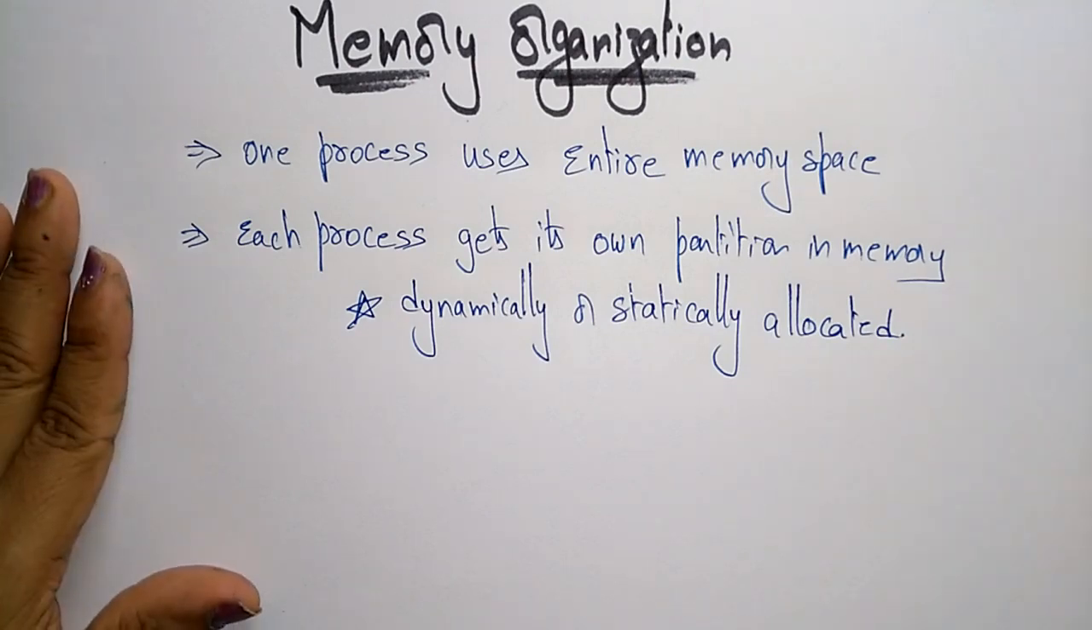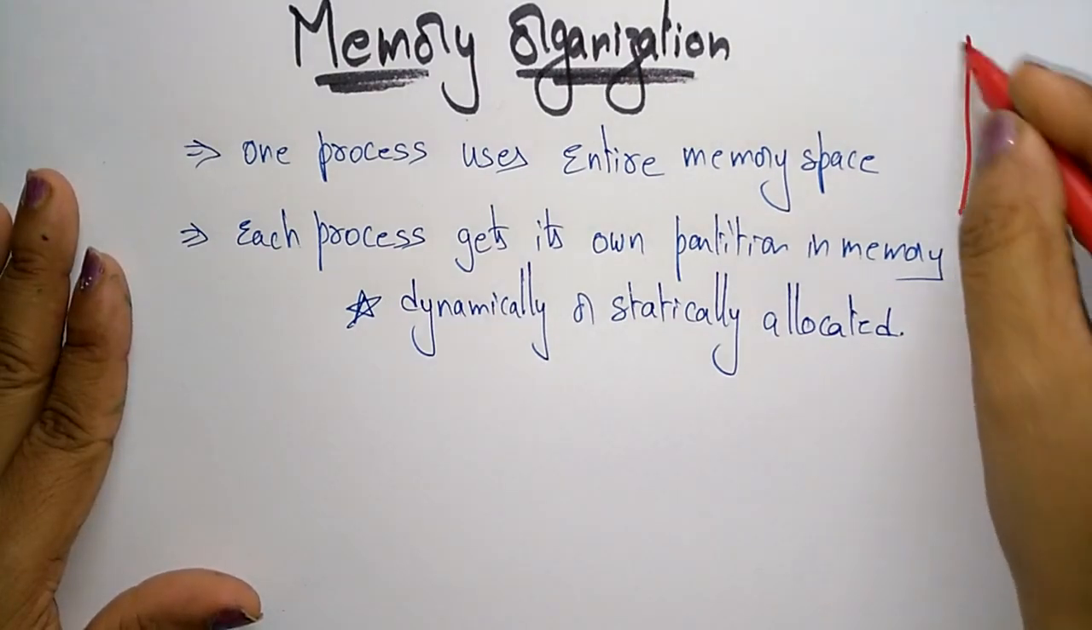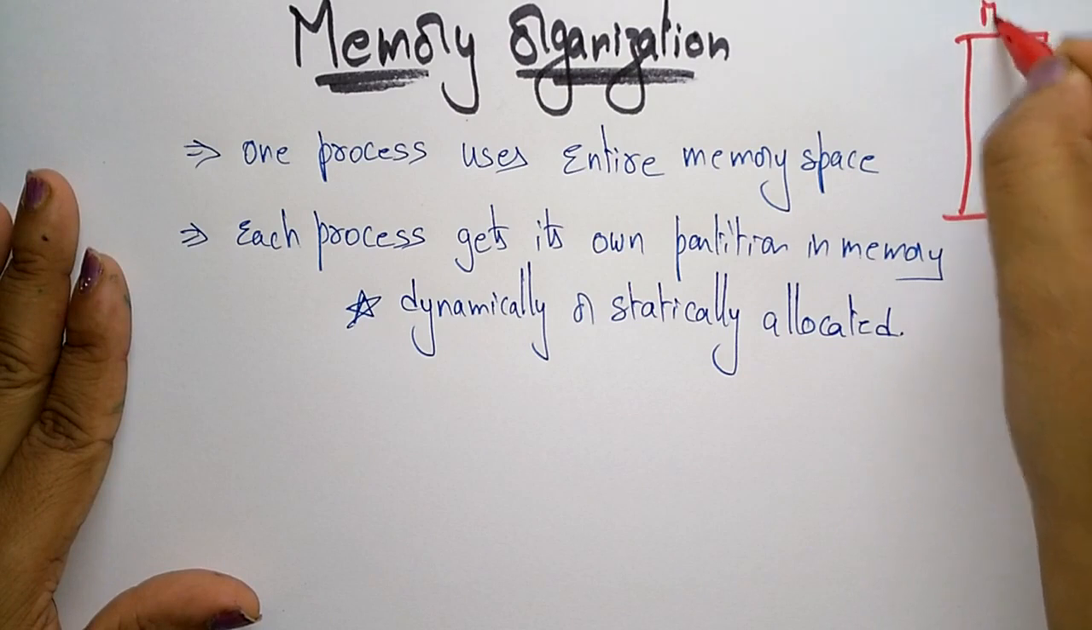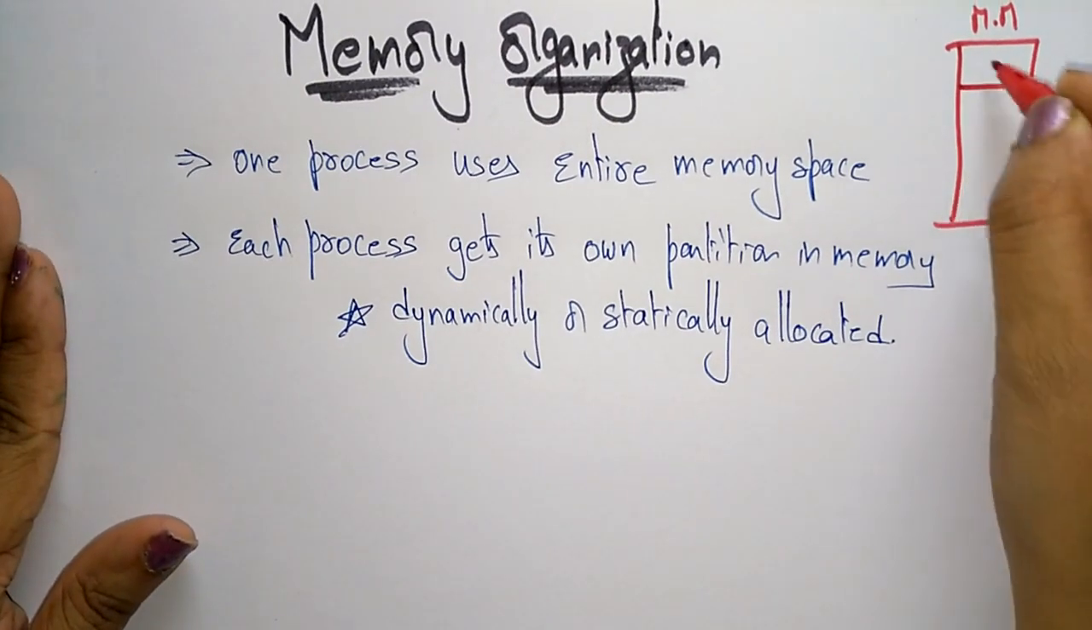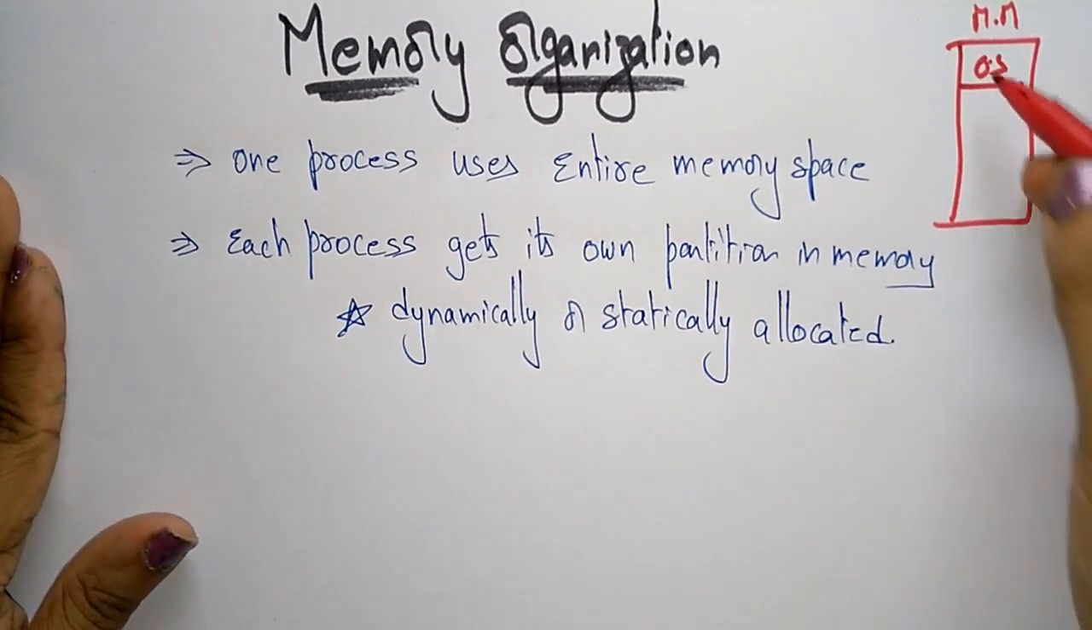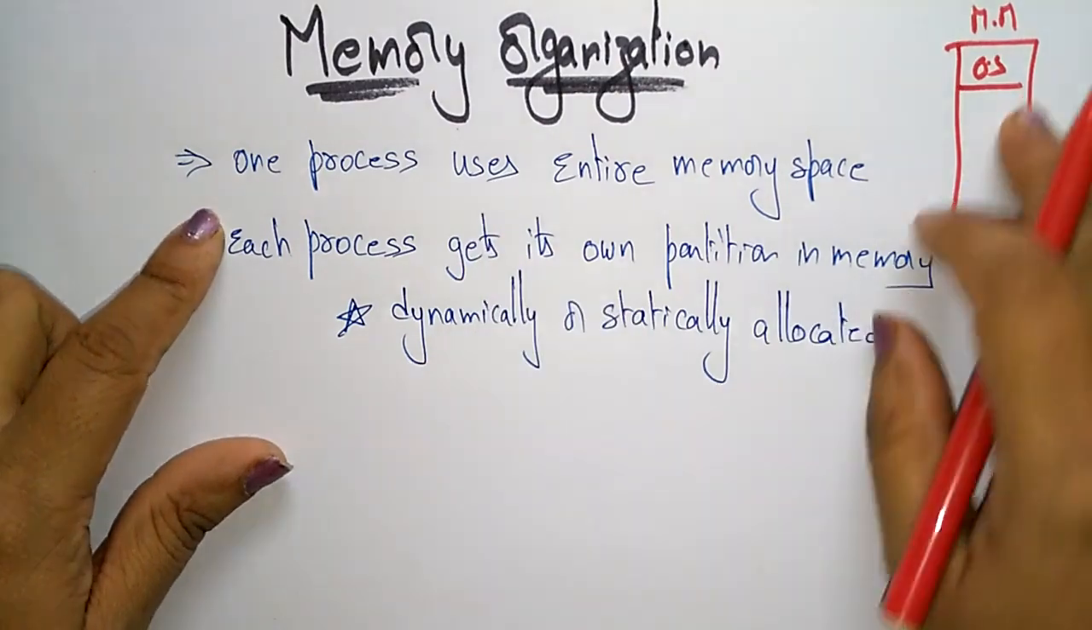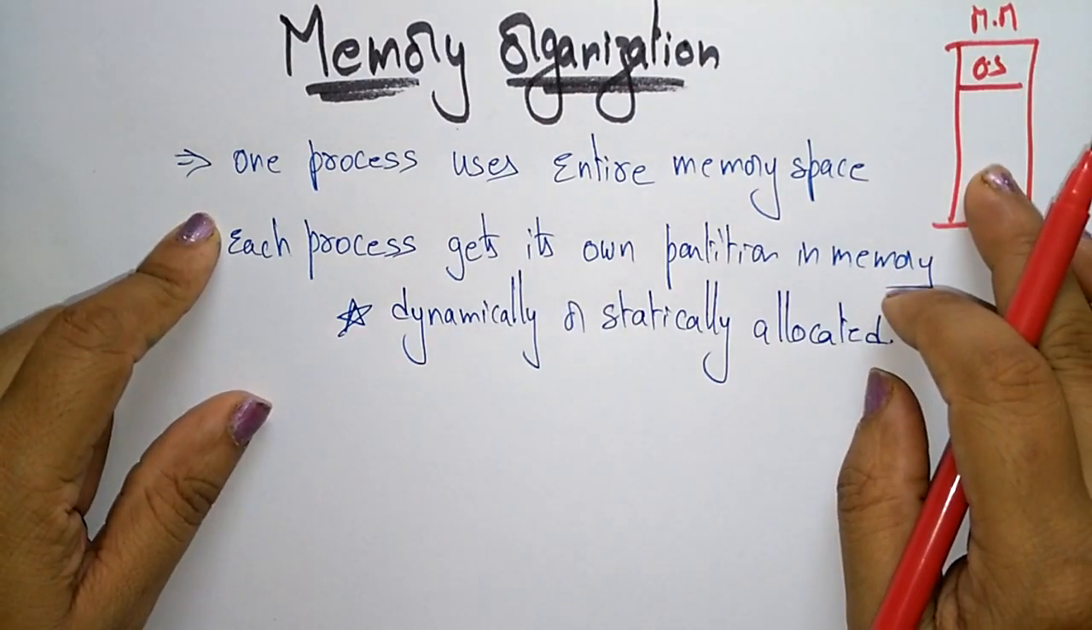Whatever main memory you take, how the data is organized, whatever process you are taking, that has to be stored in the main memory. So one part is stored for the operating system, and the remaining will store all the processes.